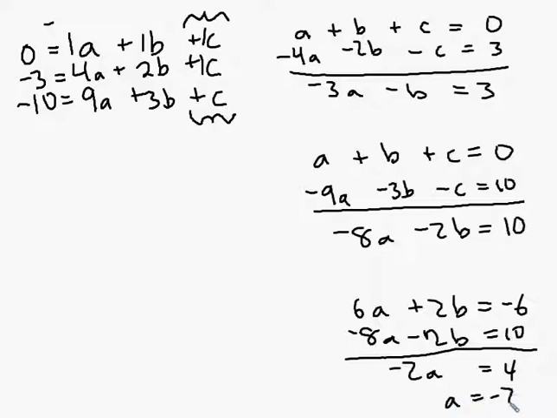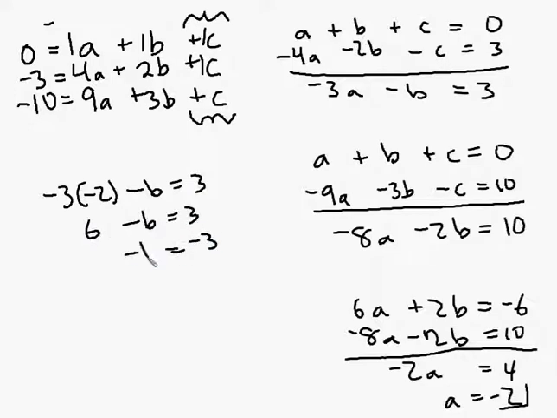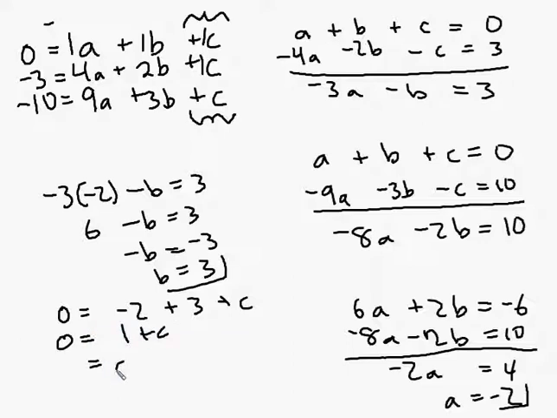So I get a is negative 2. And then remember, we back substitute that in. So I'll get negative 3 times negative 2. All right, so I have my b. And then I'll back substitute all of those. I'll just put it into this first one. So 0 equals negative 2 plus 3 plus c. So I get 1. And c is negative 1.